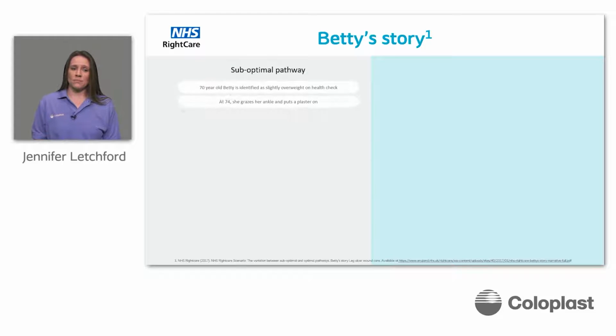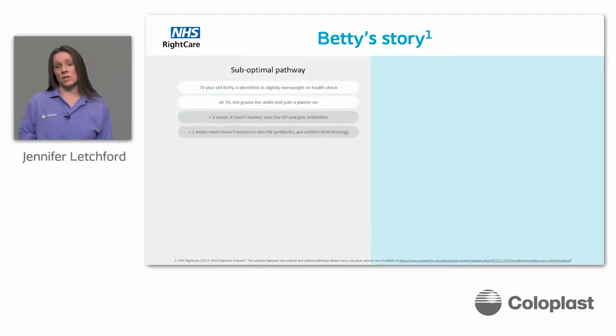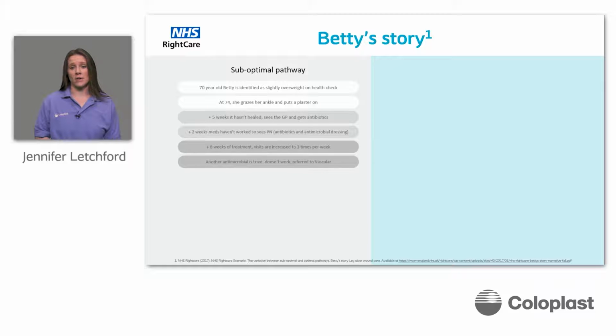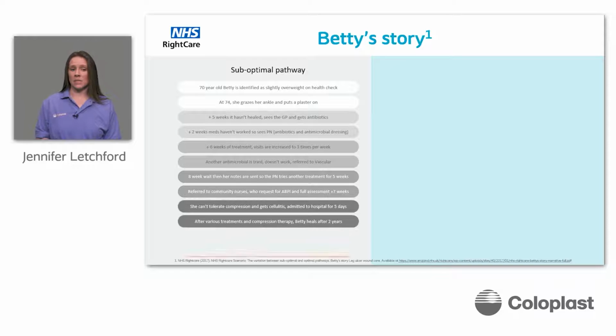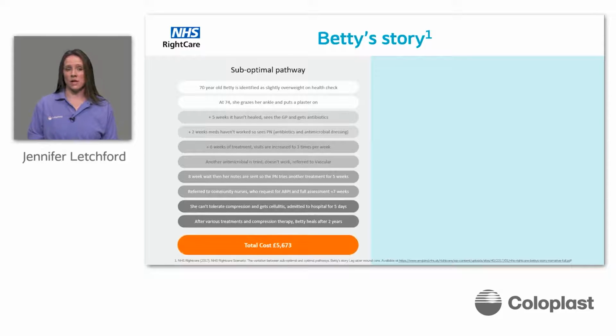Betty's story. So Betty's story looks at a suboptimal pathway of care versus an optimal pathway of care. And you can see here that Betty is a 70-year-old lady. She identified as overweight at health check. At 74, she had a graze to her leg. And that then took quite significant time to heal because this pathway we're looking at here is this suboptimal pathway.